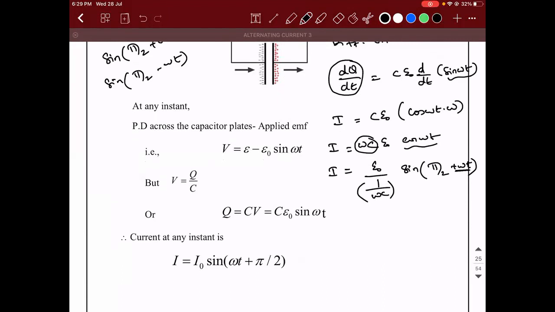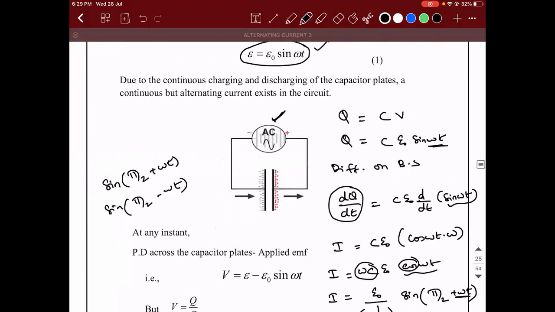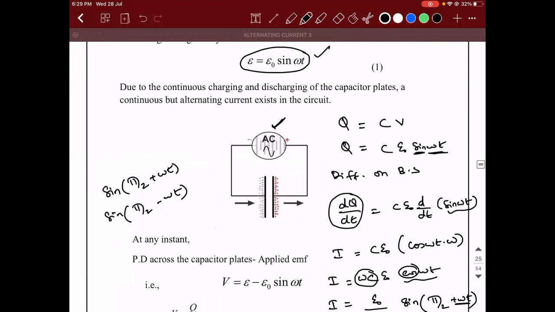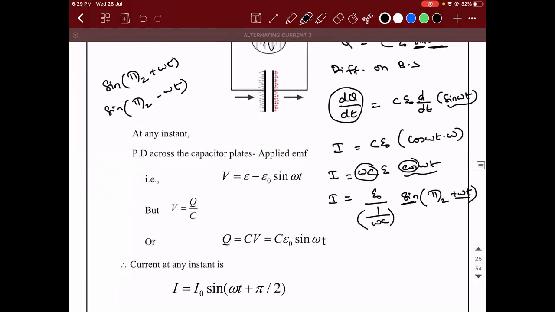plus omega t. You can ask me, sir, you could have left it in cos itself, right? Why did you write it in terms of sine? It is because I took the input function in terms of sine, the output should also be in terms of sine. It is easy for us to draw the graph. Correct? And the phasor diagram also. So I will be equal to this E naught divided by 1 by omega C. You can call it as I naught into sine of pi by 2 plus omega t.